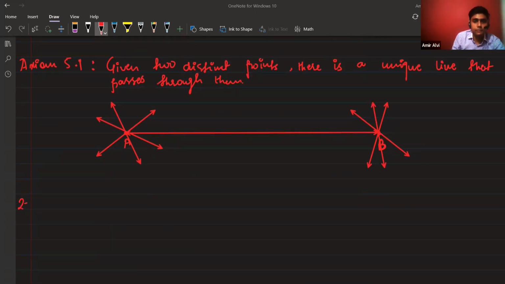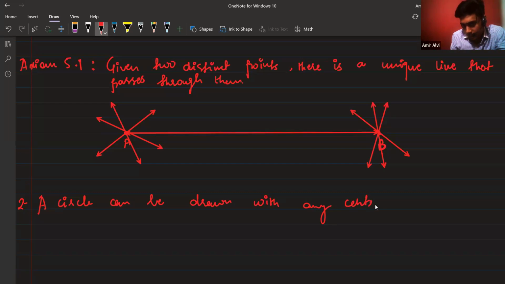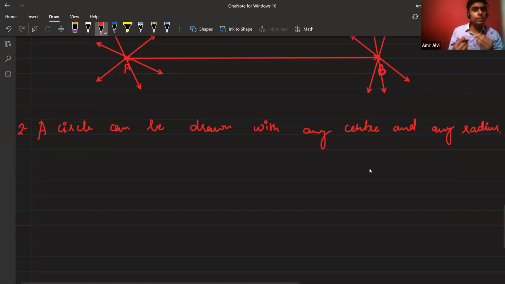The second postulate is saying that a circle, a very easy thing, can be drawn with any center and any radius. I hope it's a very easy thing. Obviously, we can make a circle of any size and take any center in the whole world. I can draw a circle with any of the center.